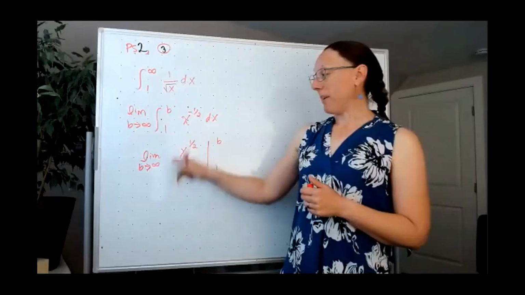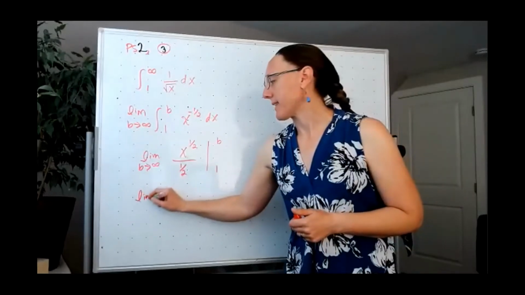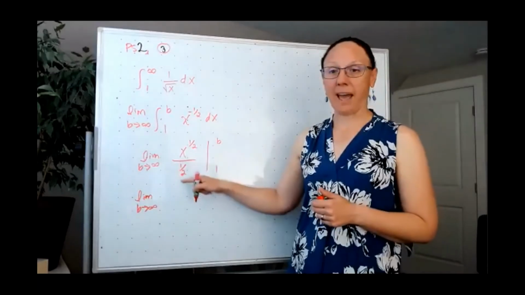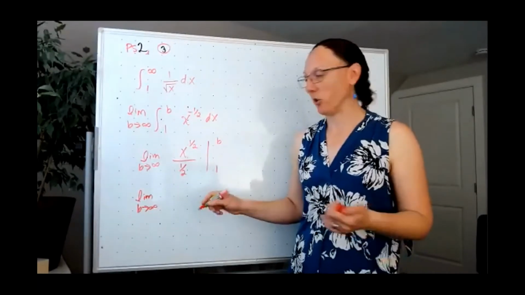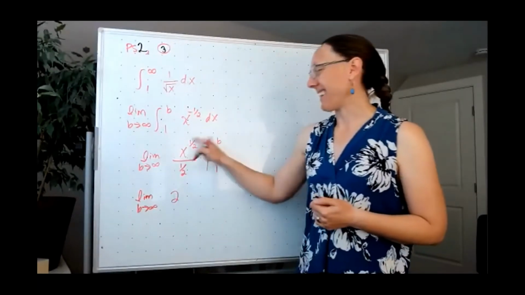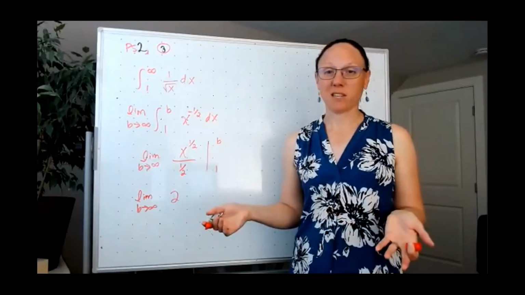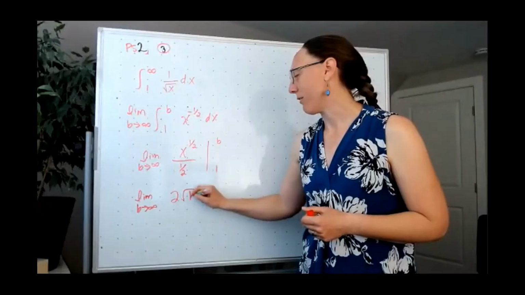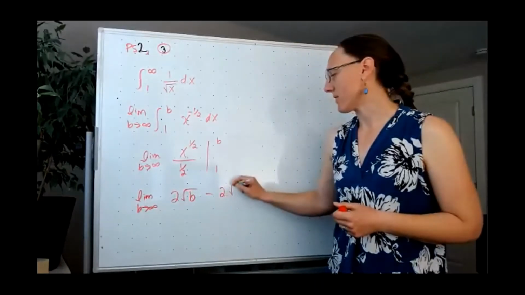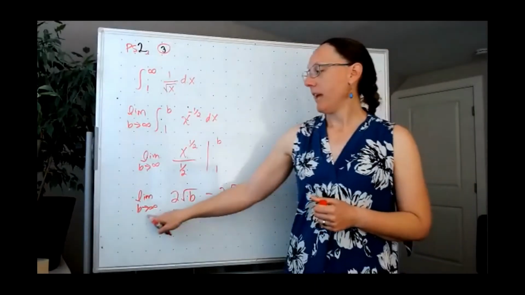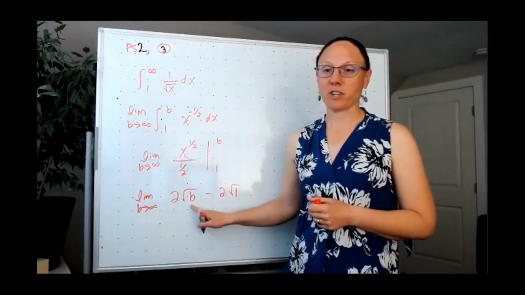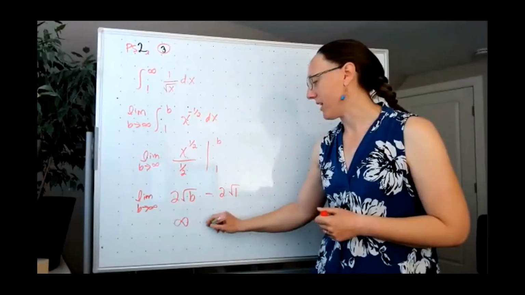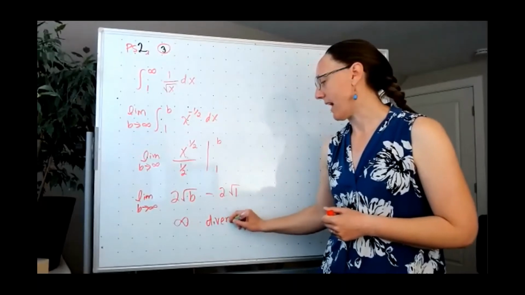We could choose, I'm going to choose to rewrite that on my next line here while I plug in the b. So dividing by 1/2, that's the same as multiplying by 2. And x to the 1/2, that's the same as the square root of x. So I'm going to write this as 2 square root of b minus 2 square root of 1. If I take the limit as b approaches infinity, the square root of infinity is headed to infinity. So we want to make sure that we write that it diverges.